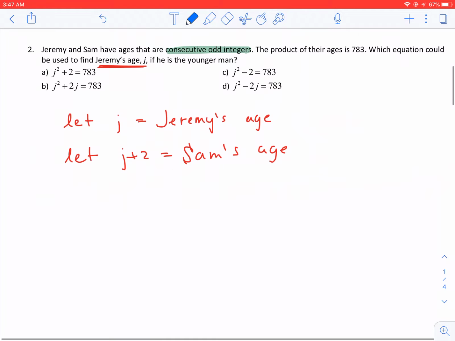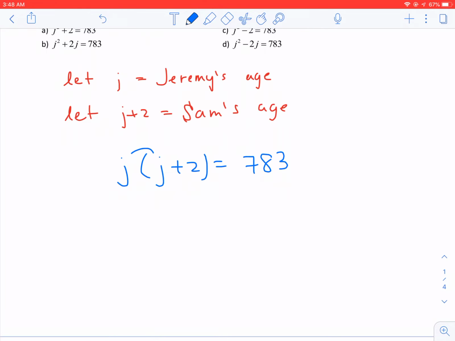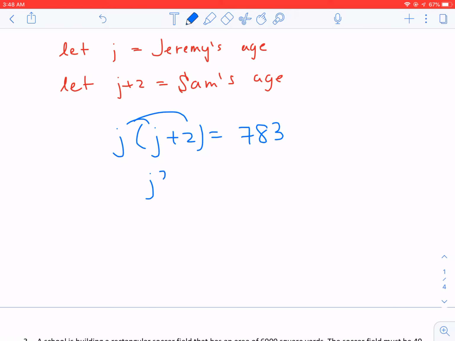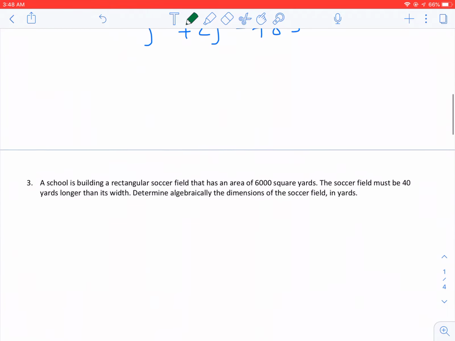And the product of their ages is 783. So Jeremy's age times Sam's age, which is J plus 2, is going to equal 783. I don't see that as an answer choice, so I'm going to distribute. I get J squared plus 2J equals 783. And that looks to be choice B here. All right.